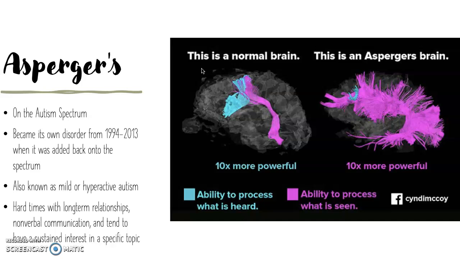Next, let's talk about Asperger's. Asperger's was originally described as high-functioning autism and was part of the autism spectrum until 1994, when it became its own disorder. Healthline described Asperger's as an extension of autism that is still a part of the spectrum, where the individual has a hard time with nonverbal communication and long-term relationships, and these individuals have a tendency to express sustained interest in a certain topic. The picture on this page shows the detail-oriented and recall ability of individuals with Asperger's.